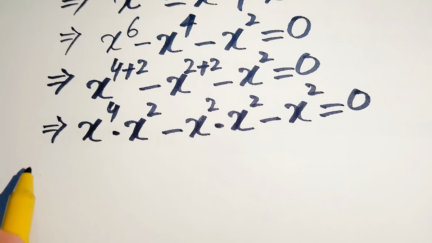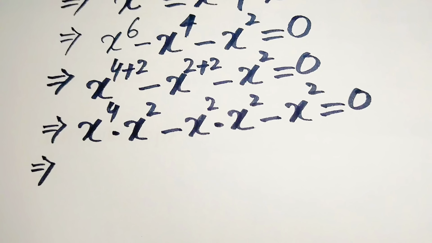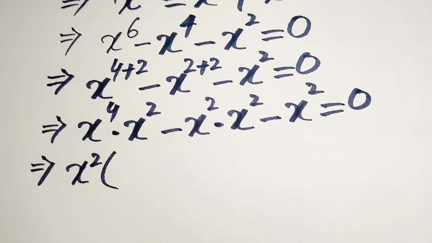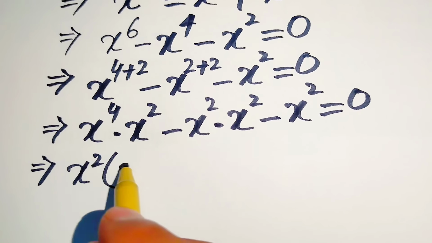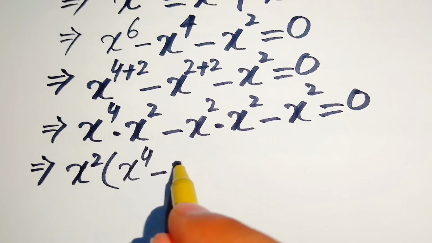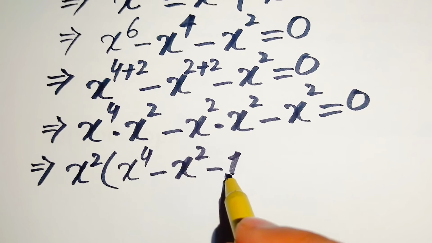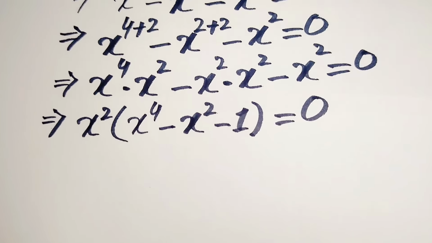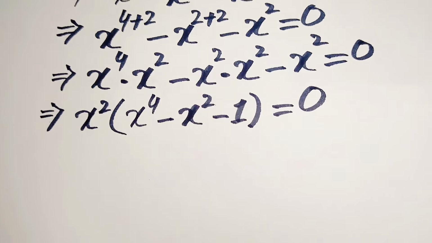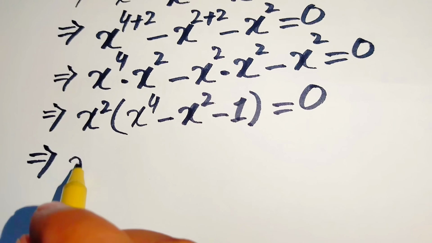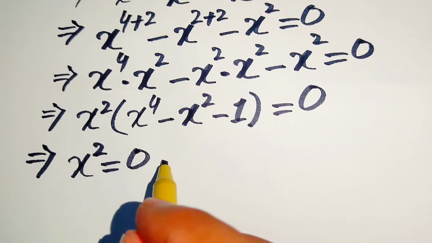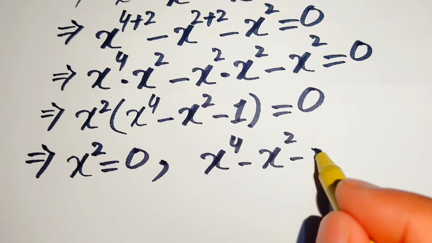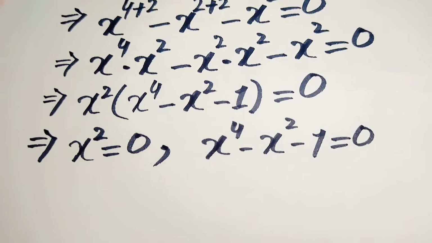In the next step, you see each of these terms involves x square, so we take common x square from here. When we take common x square, the remaining values are x to the power of 4 from here, minus x square from here, minus 1 from here, and this whole equation equals 0. Now we break this equation into two cases. The first case is x square equals 0, and the second case is x to the power of 4 minus x square minus 1 equals 0.